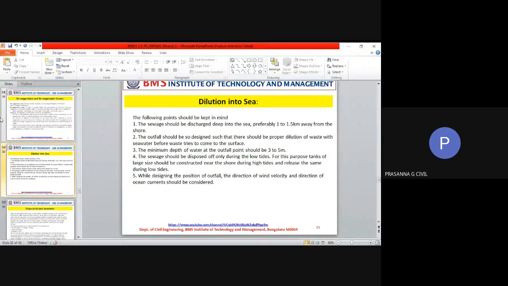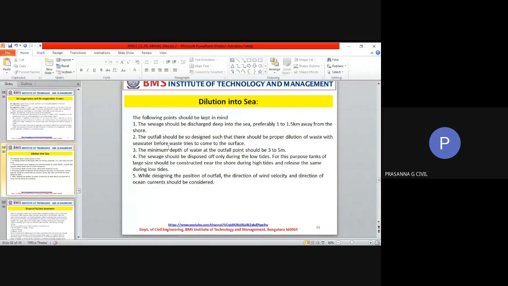The outfall, the last section of your sewer pipe, should be designed such that there is proper dilution of the waste with seawater before the waste comes back to the surface. So the pipes that we are laying are usually laid deep down so that we are not disposing the waste near the top surface of the sea where you have a lot of tides. There are undercurrents, obviously, nobody can control that. But we try to leave it at the bottom so that whatever is rising gets a chance to mix with the water thoroughly before it comes to the surface.